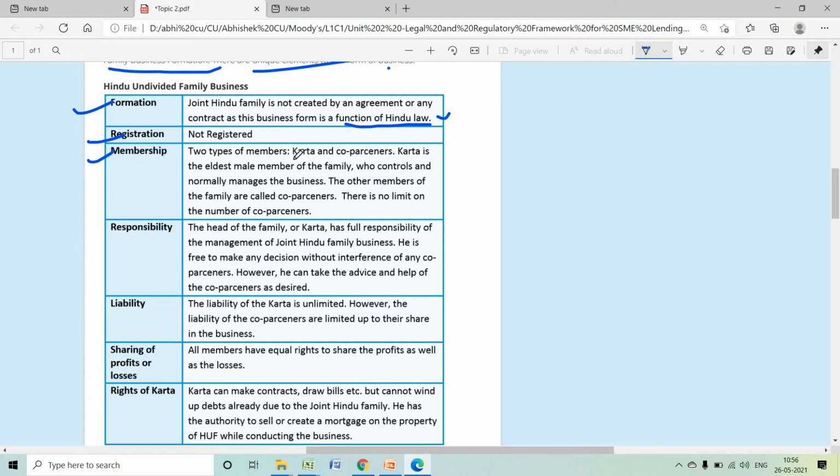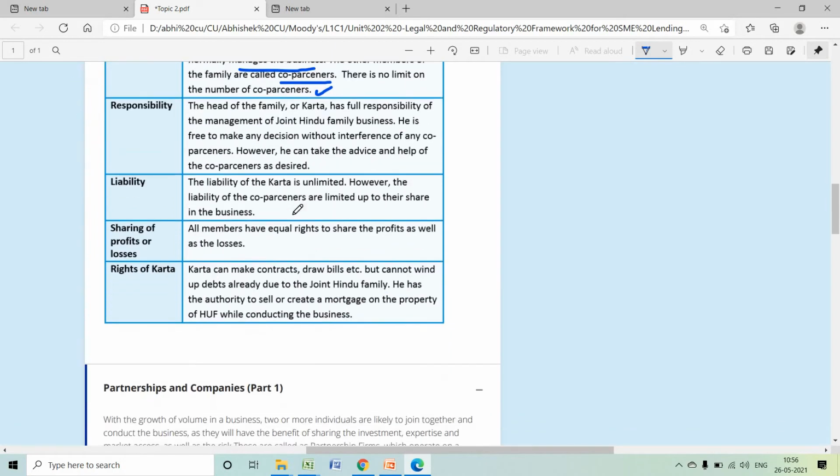Membership. Two types of members are there. One is Karta and another one is co-partners. Karta is the eldest member of the family. So he's the kind of manager. He's the eldest member of the family who controls and normally manages its business. The other members of the family are called co-partners. So they are beneficiaries, right? But on behalf of all co-partners, Karta manages the business. There is no limit on the number of co-partners.